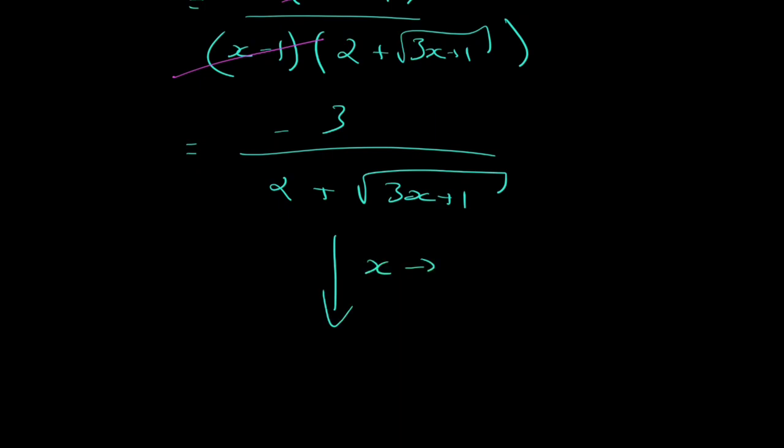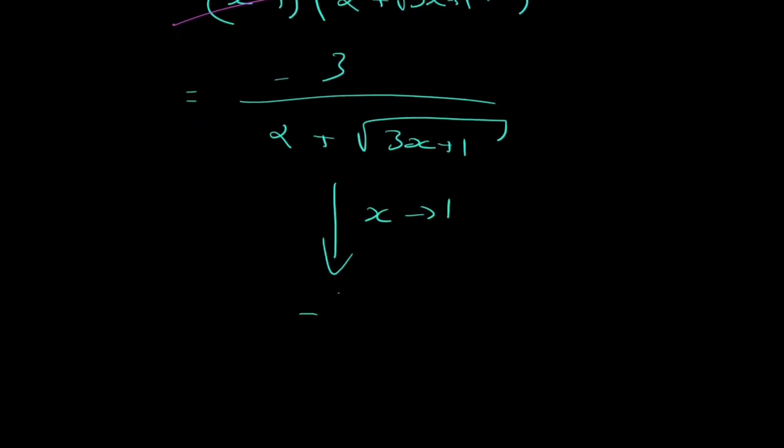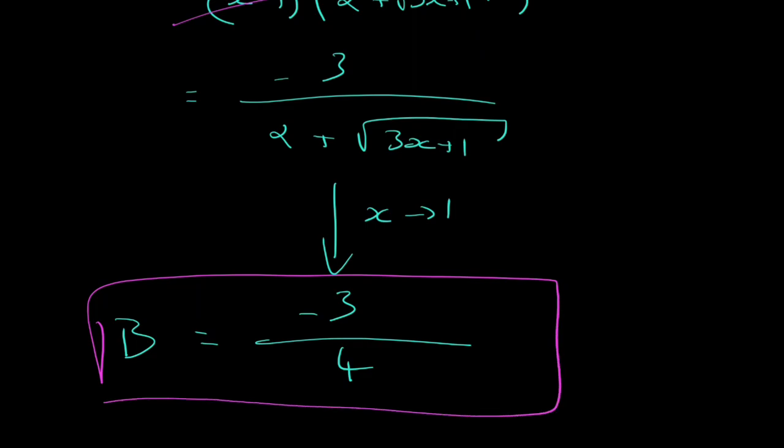When x tends to 1, this will tend to minus 3 over 2 plus square root of 3 times 1 plus 1, which is square root of 4, which is equal to 2, and we will have minus 3 over 4. B, which is our limit, would be exactly equal to minus 3 over 4. And we have solved our exercise.